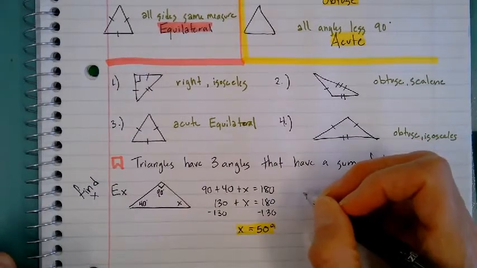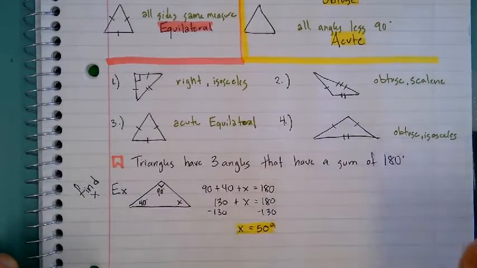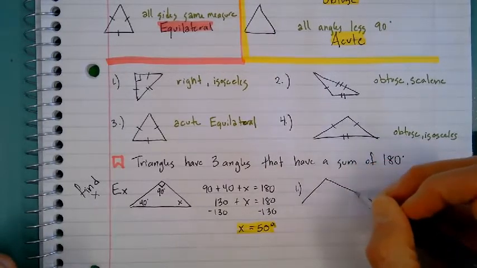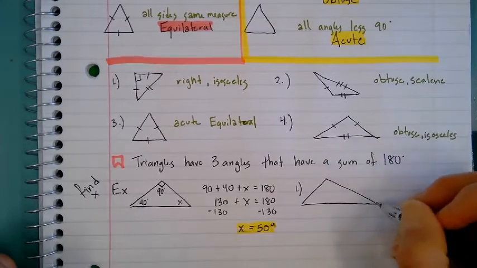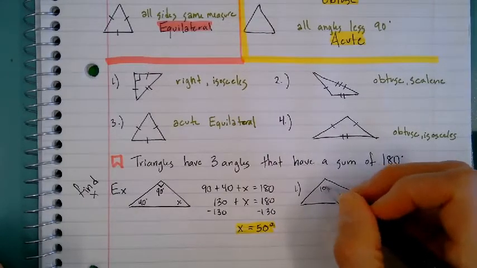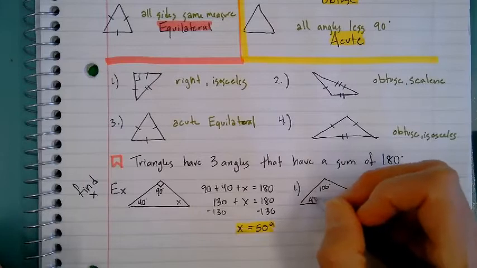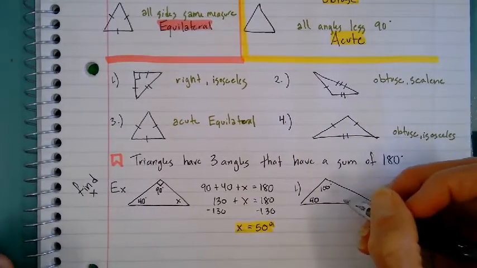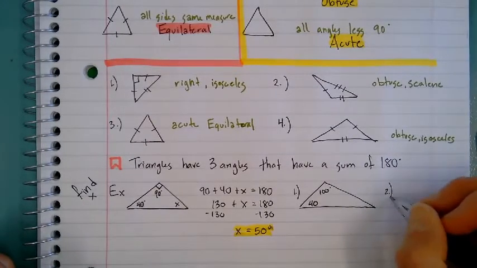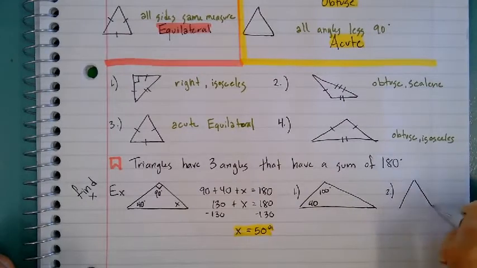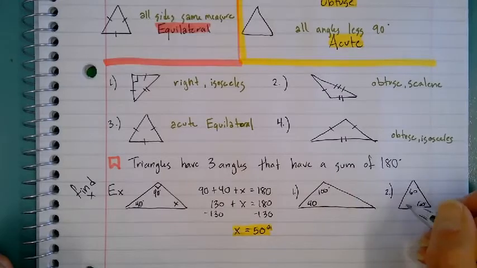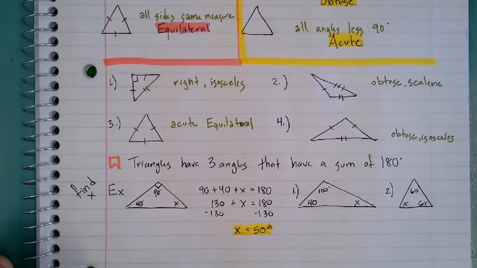So I'm going to give you 2 Try-Its. So here's 2 Try-Its for you to do. I want you to find the missing angle. This is 100. This is 40. What would this one have to be? And number 2. Find the missing angle. This is 60. This is 60. So what is that angle? Find x. So go ahead and pause it and try those 2.